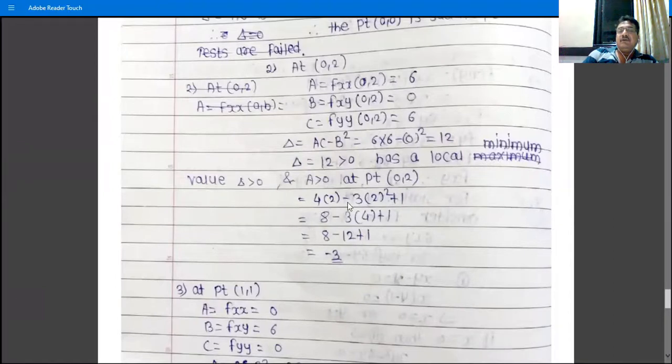And the minimum value of the function is what? The minimum value of the function f(x, y) is equal to f(0, 2). Find f(0, 2). We have the answer minus 3.